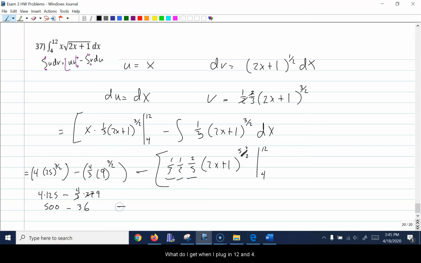Minus, what do I get when I plug in 12 and 4? Plug in 12, I get 2 times 12 plus 1 is 25.